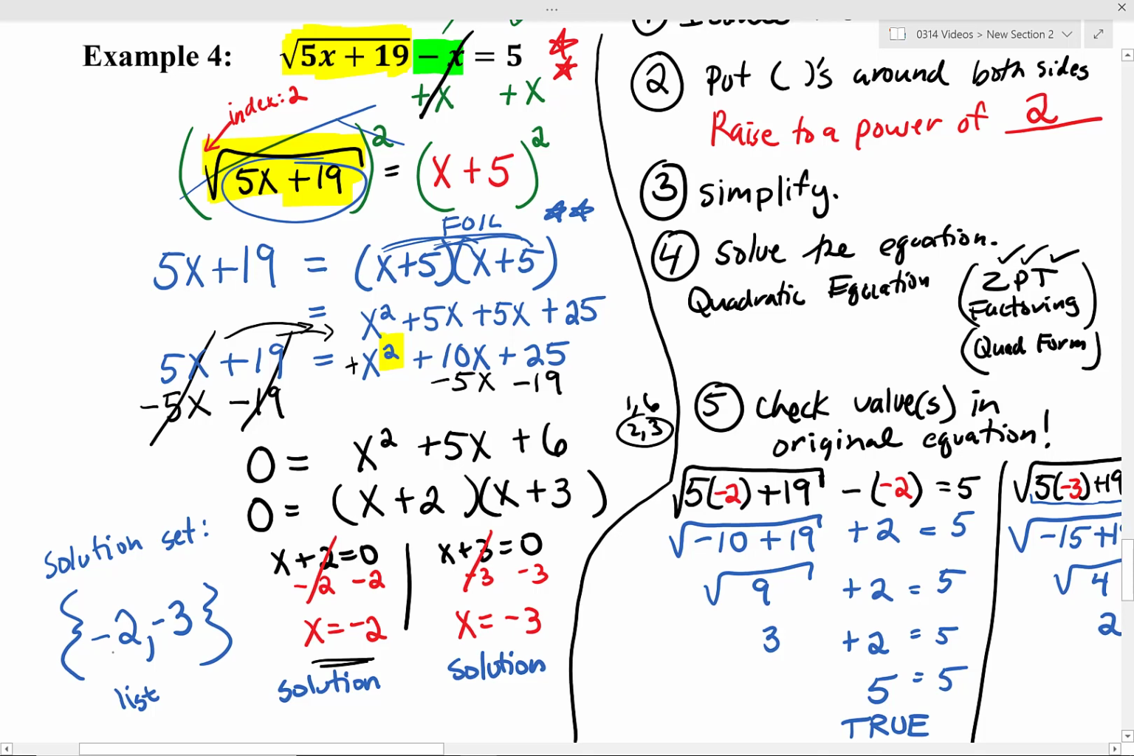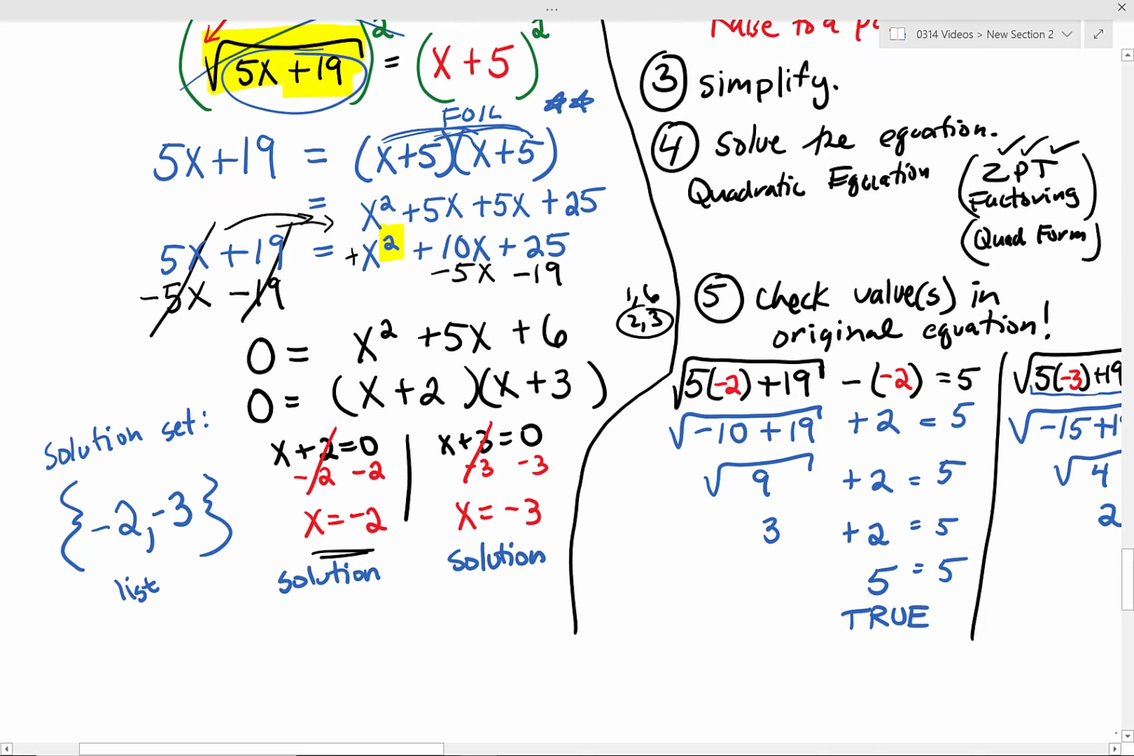Now, the order of those solutions does not matter. So if you're typing this into the program as well, negative 3, comma, negative 2, both of those will be acceptable solutions. So both of those would be correct solution sets.